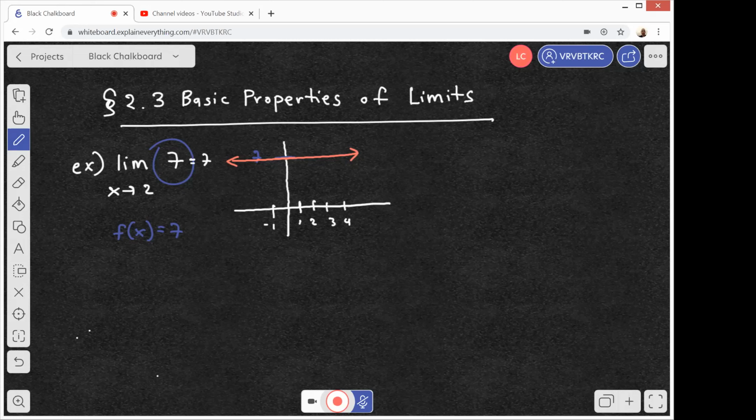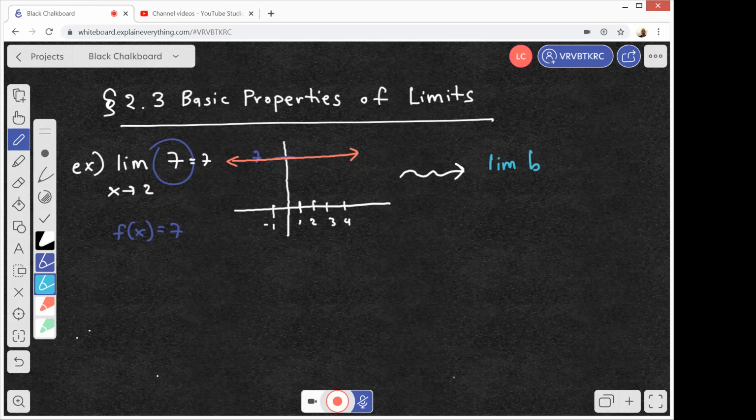So now if I were to translate this to a formula for you guys, let me choose another blue, a little bit brighter. We're going to say the limit of b as x approaches c is b. So that's kind of like a property. I know it's very abstract using these letters c and b, but don't worry, we're going to go over some more examples. So here's your next example.